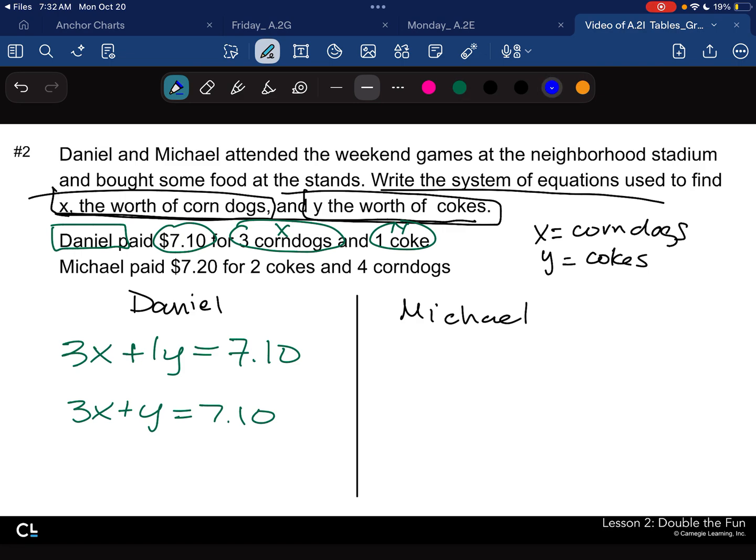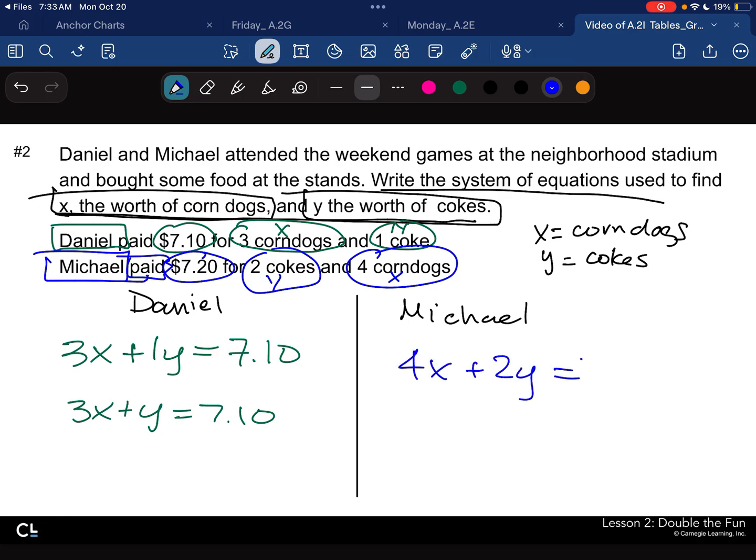Michael, he's paying in total $7.20 for 2 Cokes. This is how they try to trick you. 2 Cokes is not your X value, it's your Y value. And he bought 4 corn dogs, which is my X value. So it will be 4X plus 2Y equals 720. All we're doing is writing. Next week, we'll be doing solving. So solving requires us to write and solve. This is why it's important that we're going over this.